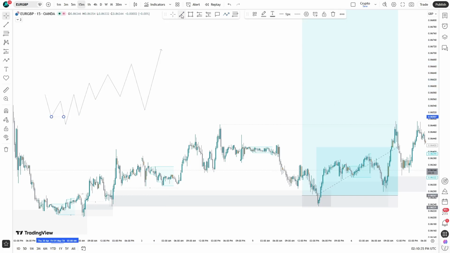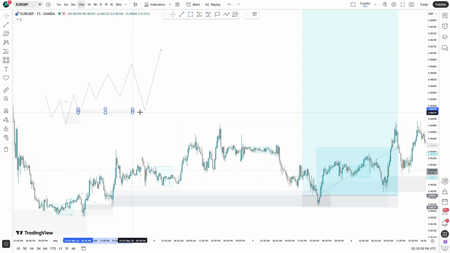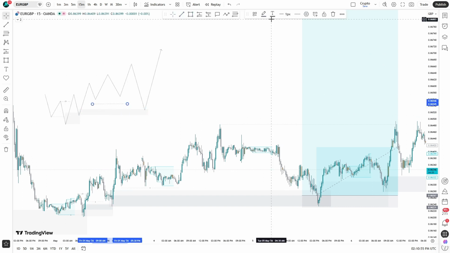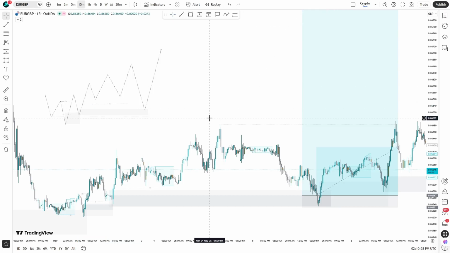The break, the change of character, the demand mitigation here, the demand here, and inducement here. So this is actually what happened within this area in the market.